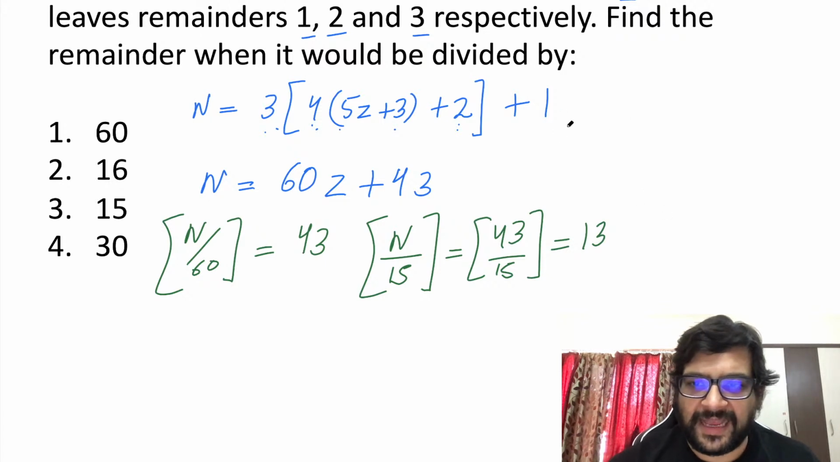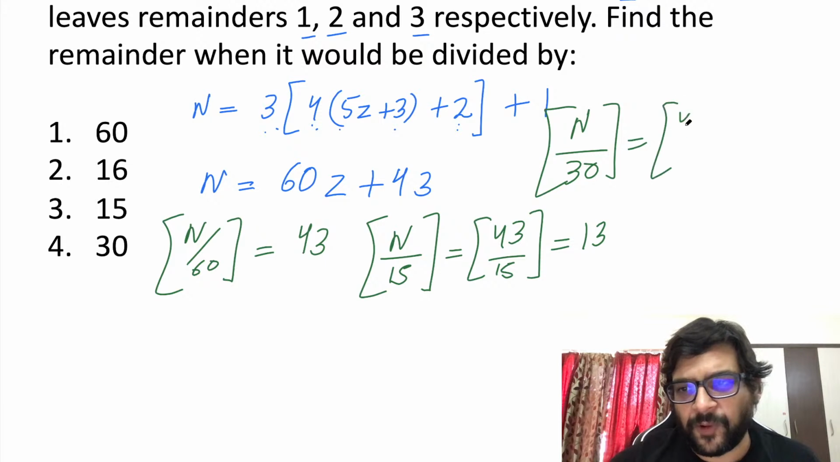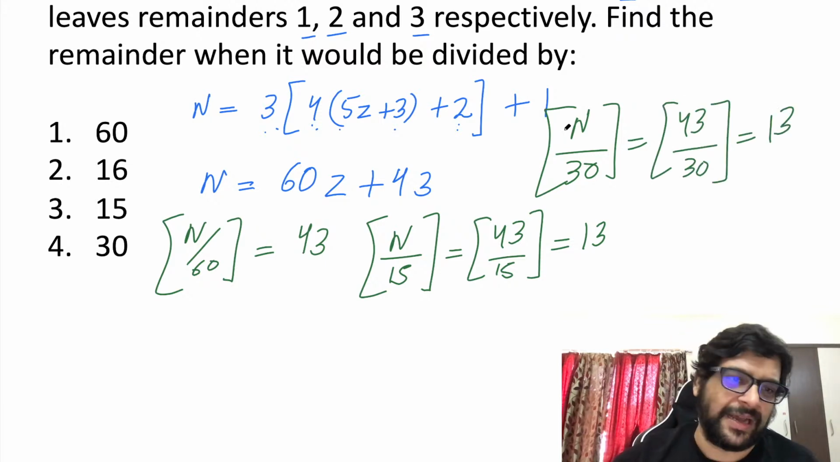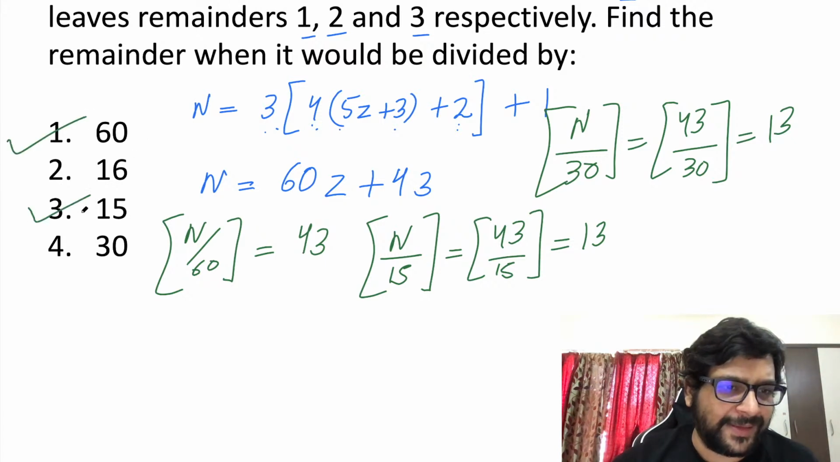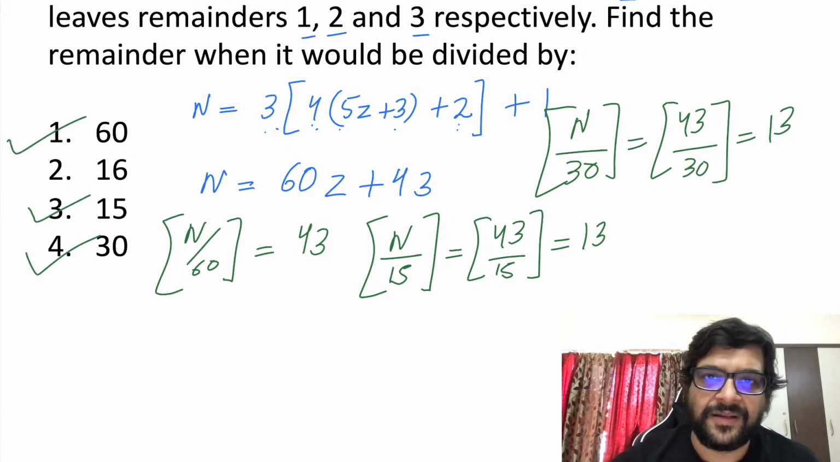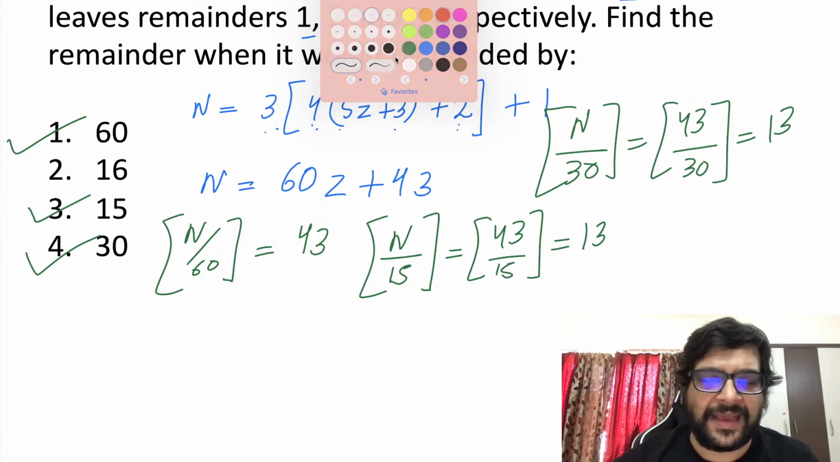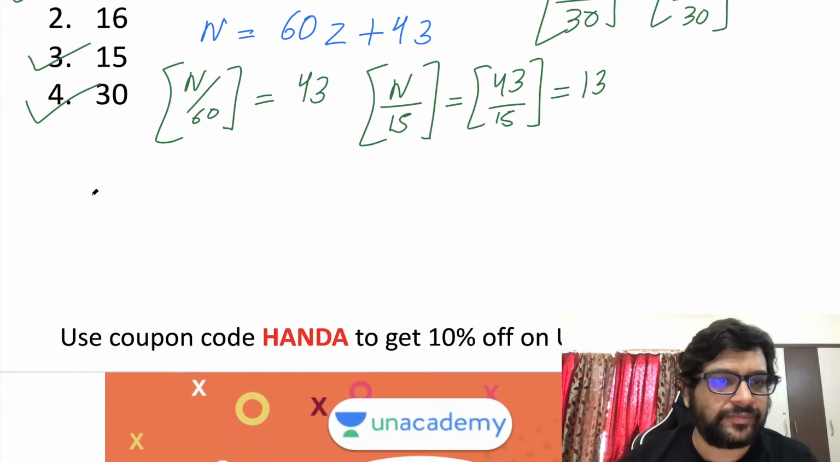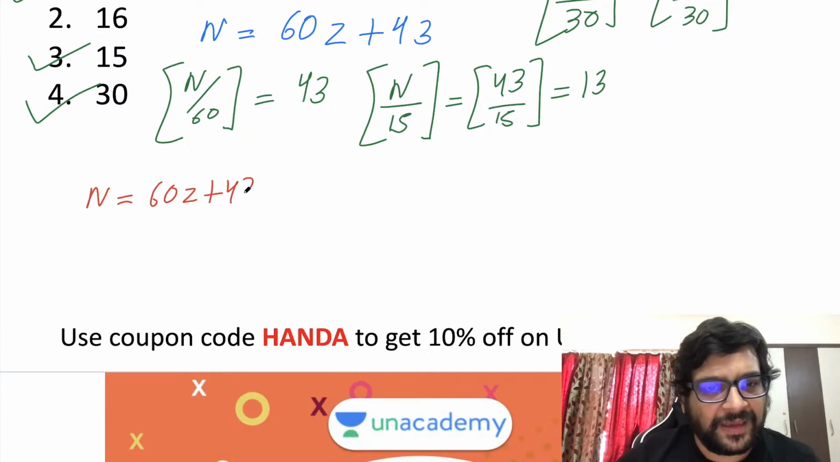Remainder of n by 30: 60z will be divisible. So 43 by 30, which once again comes out as 13. I've done it for 60, 15, and 30. What will be your answer when n is 60z plus 43 is divided by 16?